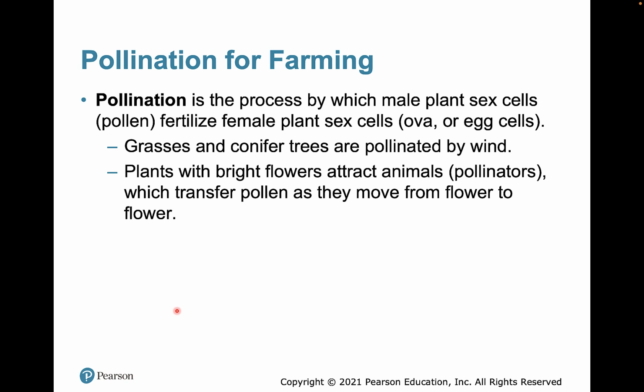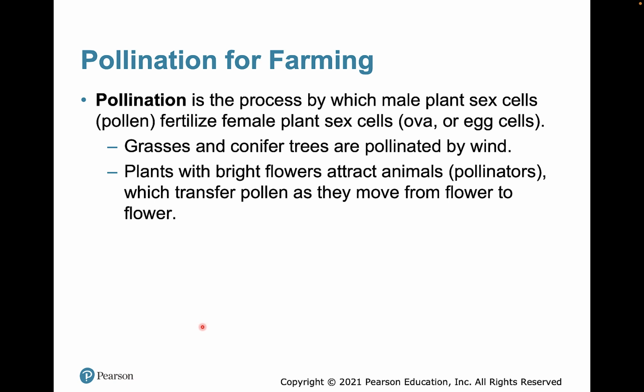So the importance of pollination. Pollination is when male pollen fertilizes female eggs, okay? Grasses and conifer trees are pollinated by wind. Pollen is that thing that makes us all sneeze. Many of us sneeze in the fall and in the spring. Typically, plants with really bright flowers are going to attract animals to do their pollination, okay? Those animals are called pollinators. Bees are some of the most well-known pollinators, but not the only pollinators.